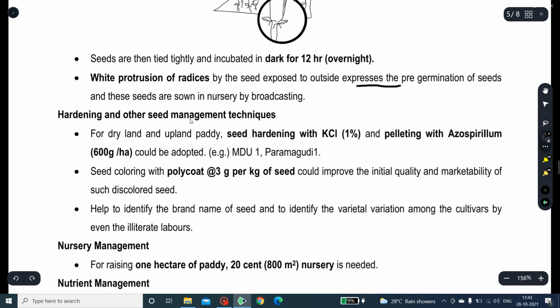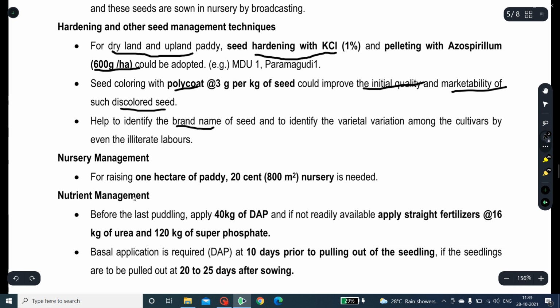And the hardening and other seed management technique is that for dryland and upland paddy, seed hardening with KCl helps to overcome drought situations, and pelleting with azospirillum at 600 gram per hectare can also be adopted. The varieties used here are Madurai 1 and Paramakudi 1, and seed coloring with polycoat at 3 gram per kg of seed provides initial quality and marketability of discolored seeds, and it also helps to identify the brand name of the seed, and to identify the varietal variation among the cultivars, even by illiterate laborers.